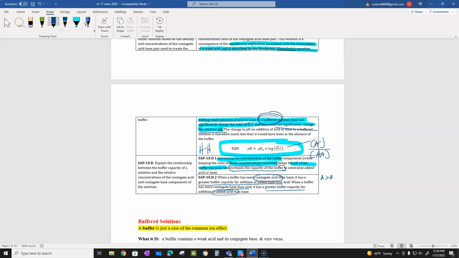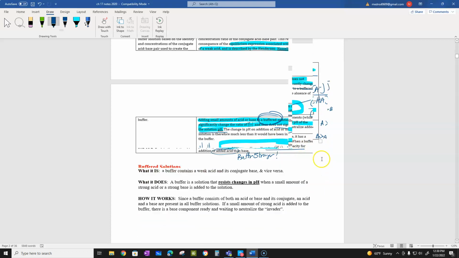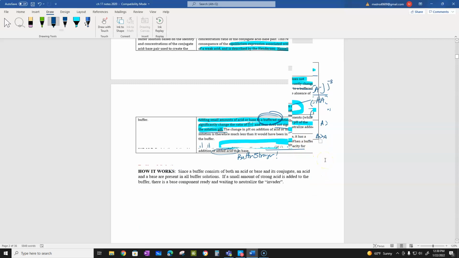Okay, it's kind of like Le Chatelier's principle. So in this case, if you have more base than acid, we want to add some more acid to make this buffer stronger. Okay, so this trend is talking about how to make the buffer capacity stronger. Now, you're probably like, okay, Rodriguez, I'm kind of getting it, but I don't even know what a buffer is.